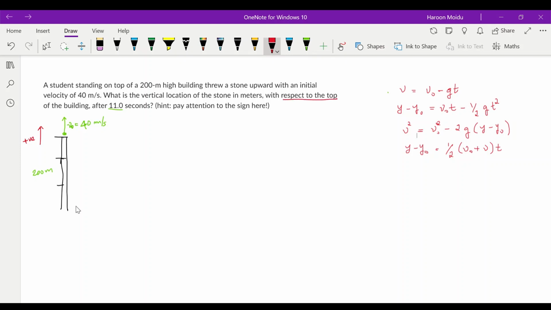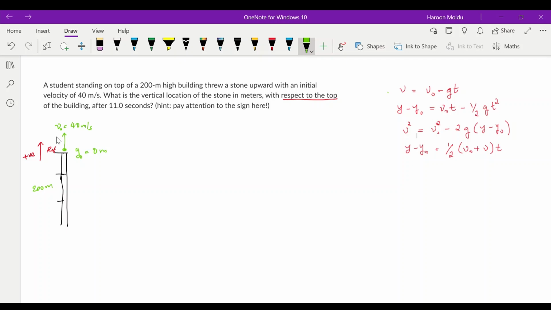So let's fix the origin or the reference at this position. Okay, so let's fix the reference at the top of the building. Is that clear for you? So now let's mark the initial position y0. Since it's at the reference point, y0 equals 0 meters.